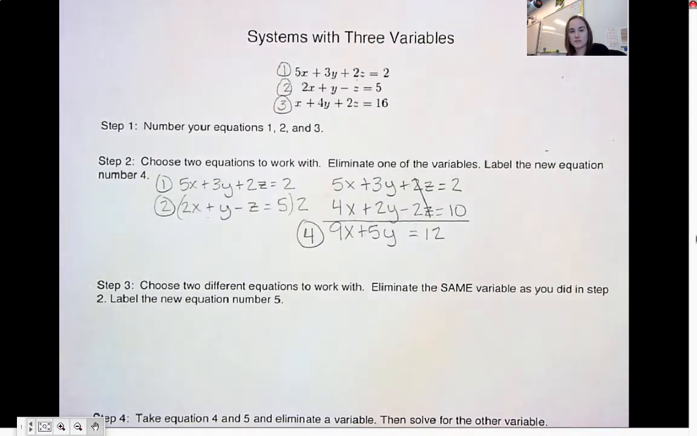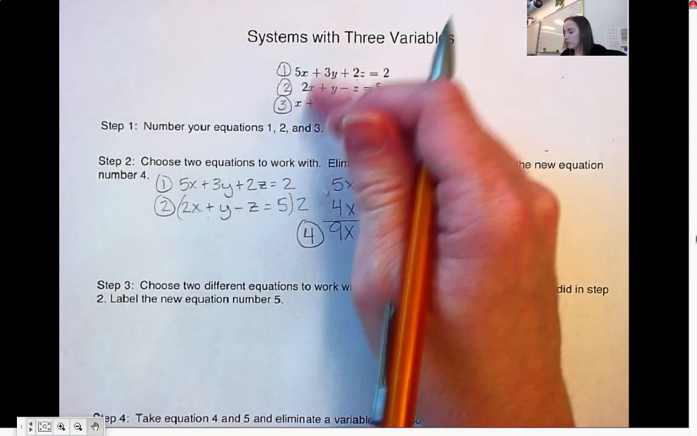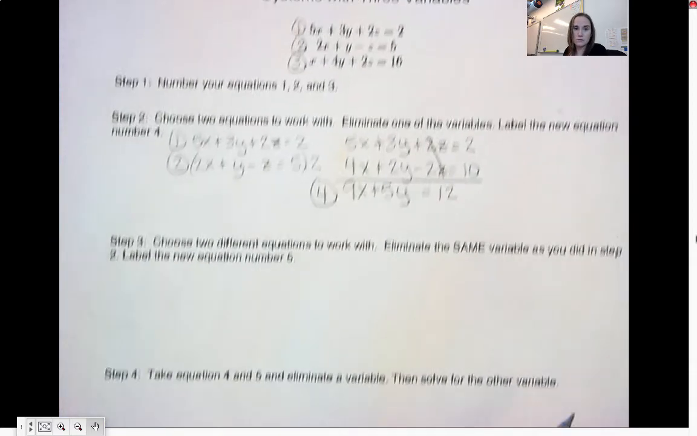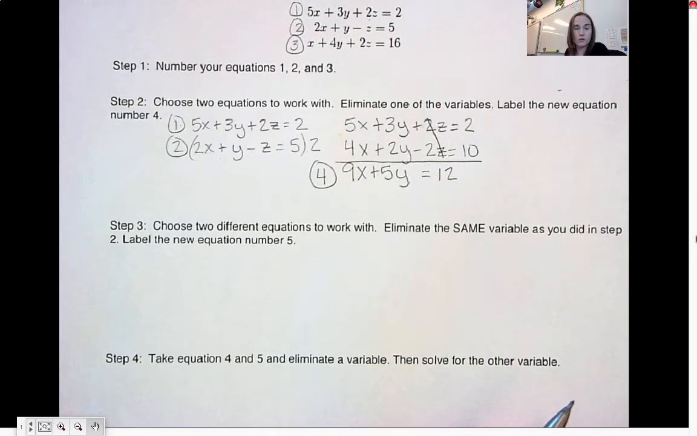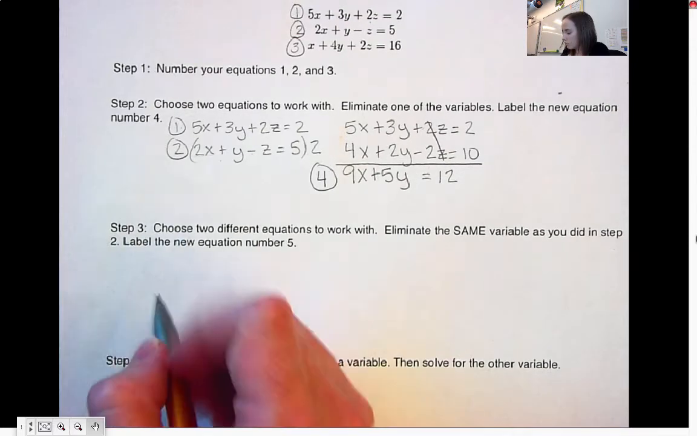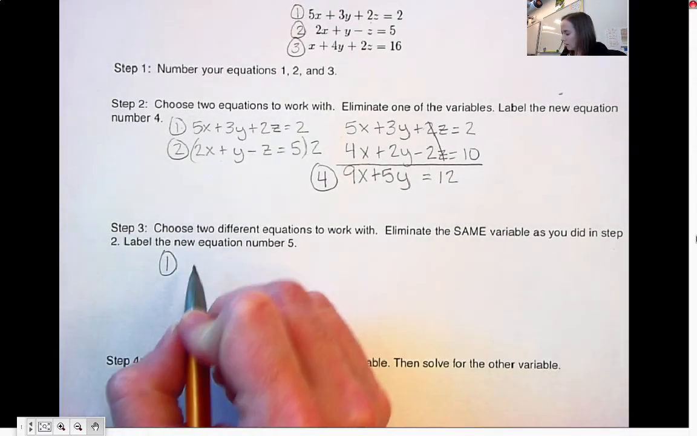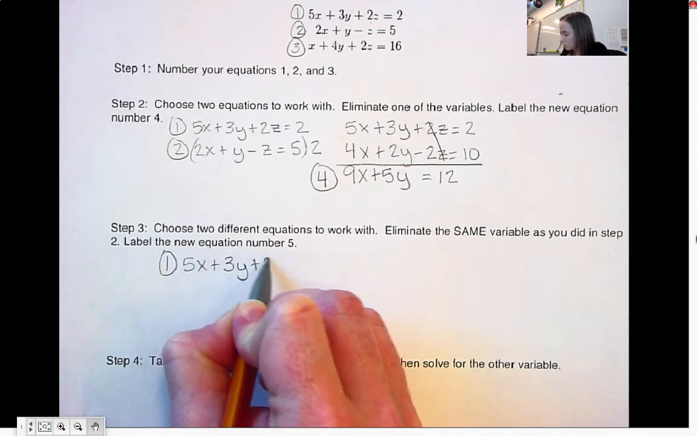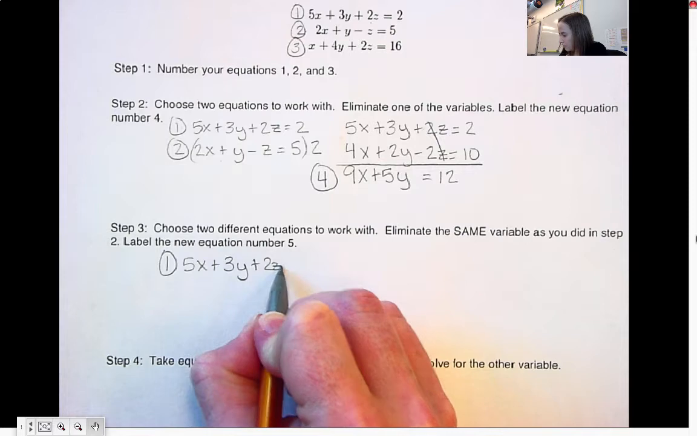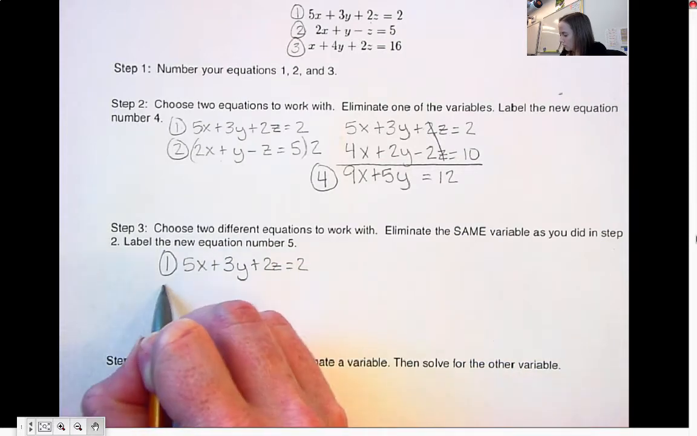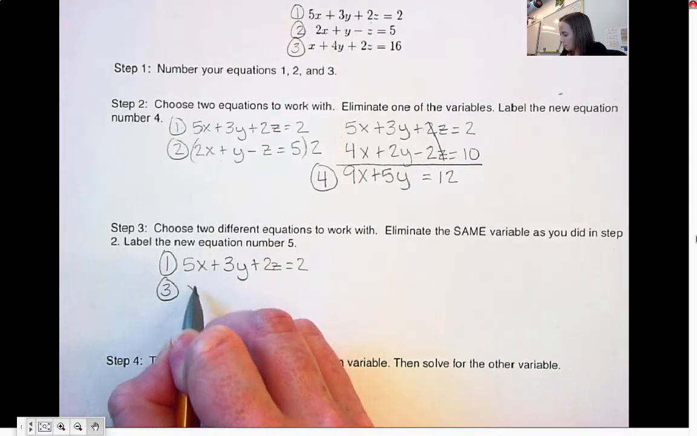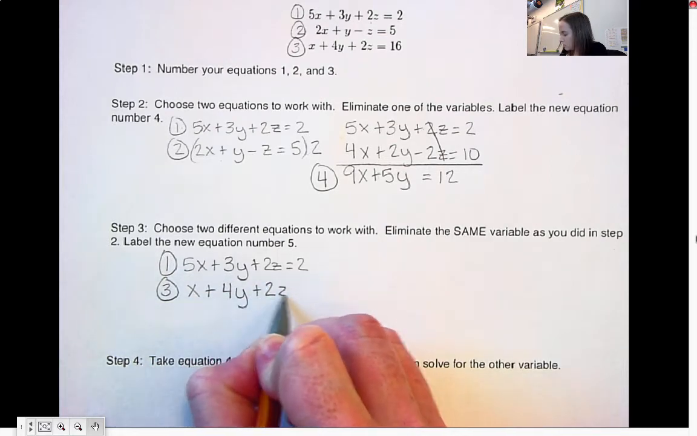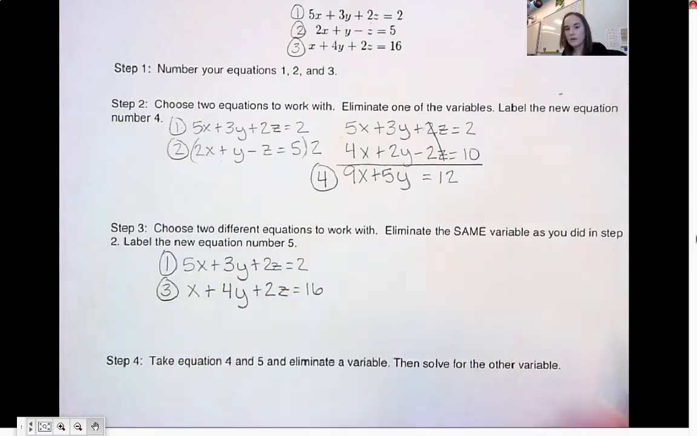Now do the same process over again with two different equations. So last time I used 1 and 2. This time maybe I'll use 2 and 3. Or I could use 1 and 3. It doesn't matter. I think I'll use 1 and 3. 1 is 5x plus 3y plus 2z equals 2. And 3 is x plus 4y plus 2z equals 16.